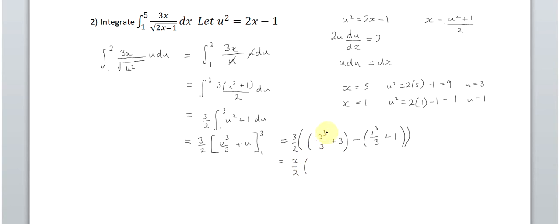Now 3 cubed is 27, divided by 3 is 9, 9 plus 3 is 12. And then over here we've got 1/3 plus 3/3, which is minus 4/3, which gives us 3 over 2 times 32 over 3. They cancel. 32 over 2 is 16. Something which you can also verify on your graphics calculator.